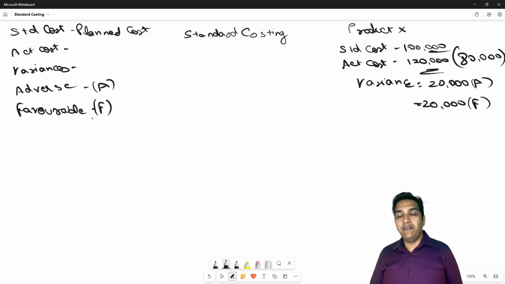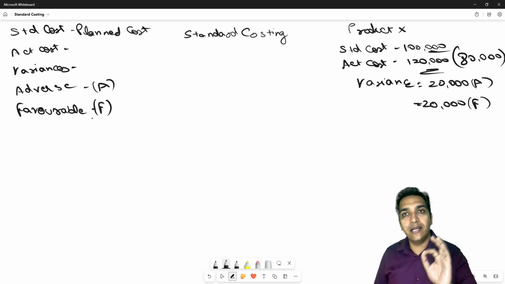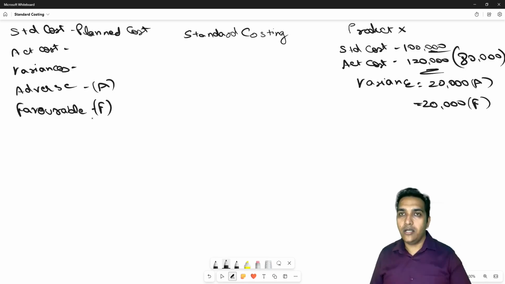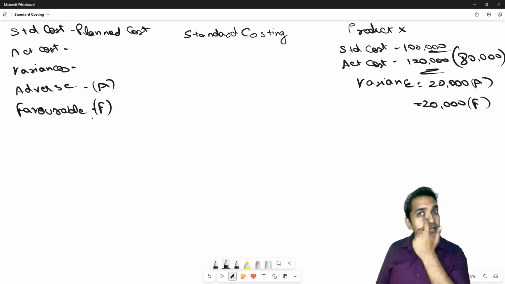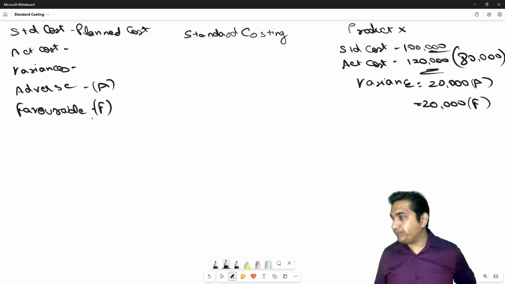So remember, if my standard cost is less than my actual cost, it is an adverse situation. That is, we are at a loss there, so we denote it as A. If my standard cost is more than my actual cost, it is a profitable situation. That means it is a favorable situation, and we denote it by F.